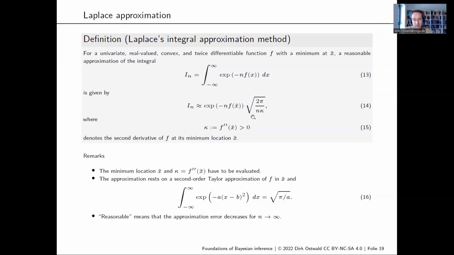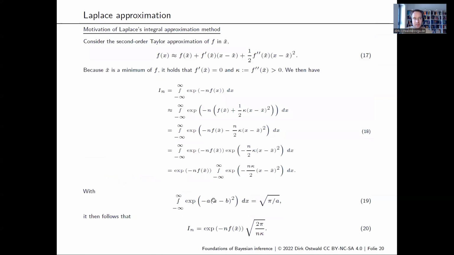this constant here. Essentially, this rests on a second-order Taylor approximation of f at this minimum, and the fact, again the Gaussian integral, that this improper integral is known to be the square root of pi divided by a, or pi times a if we would have 1 over a here. So that's the thing that is used, the Gaussian integral.